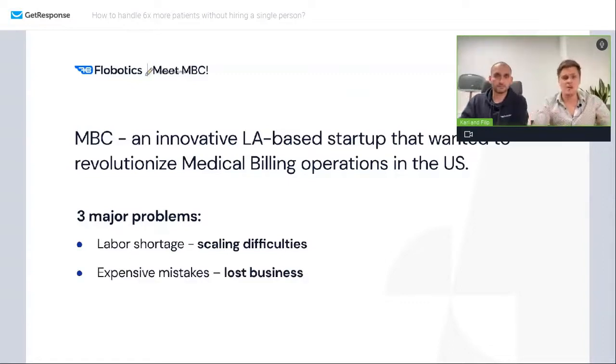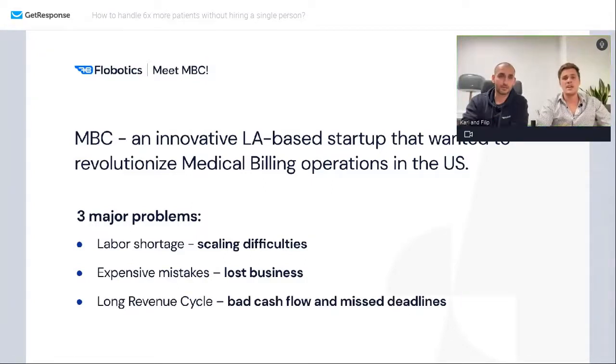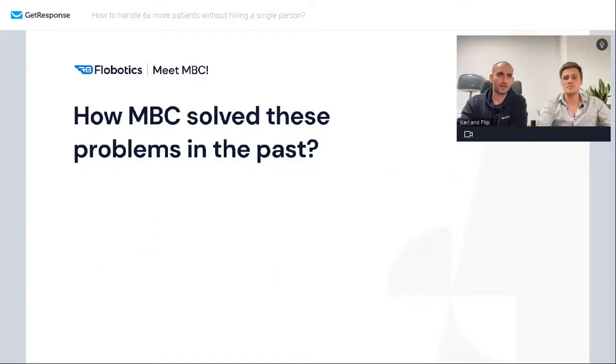The second big problem was expensive mistakes. Especially the newly hired people were making mistakes, but even the most experienced ones had these problems because, after all, humans are humans and they do make mistakes. The last one was a long revenue cycle that caused bad cash flow and missed deadlines. So let's talk about what companies like MBC used to do to tackle these problems.